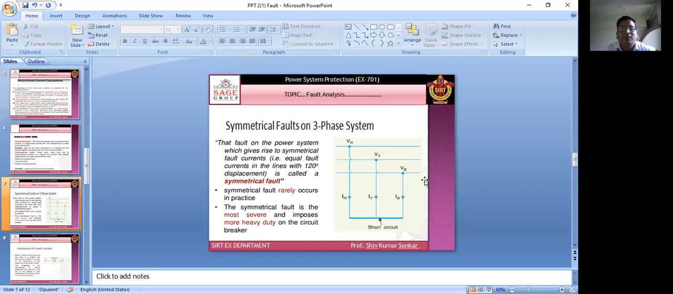Symmetrical fault of three-phase systems. The fault on the power system which gives rise to symmetrical fault currents, that is equal fault currents in lines with displacement of 120 degrees. Symmetrical faults rarely occur in practice. The symmetrical fault imposes the most heavy duty on the circuit breaker.